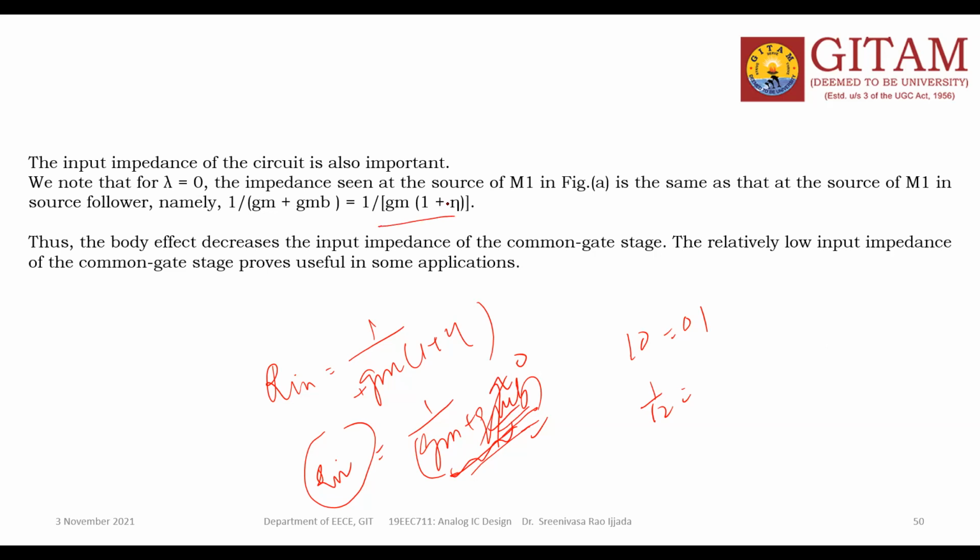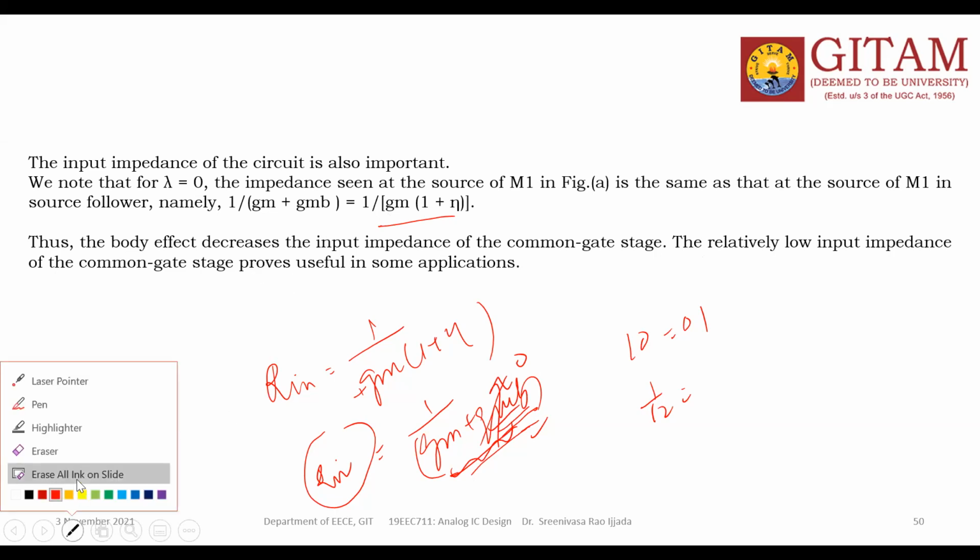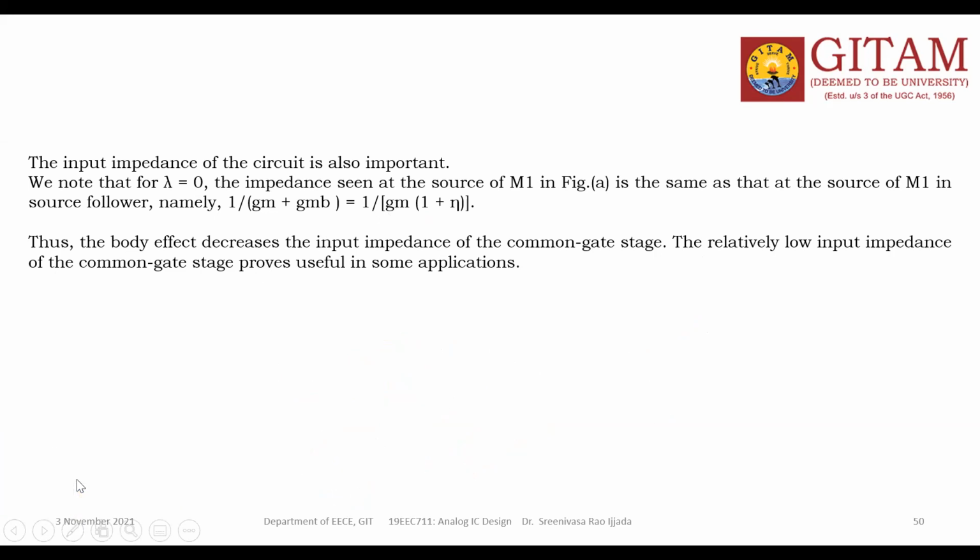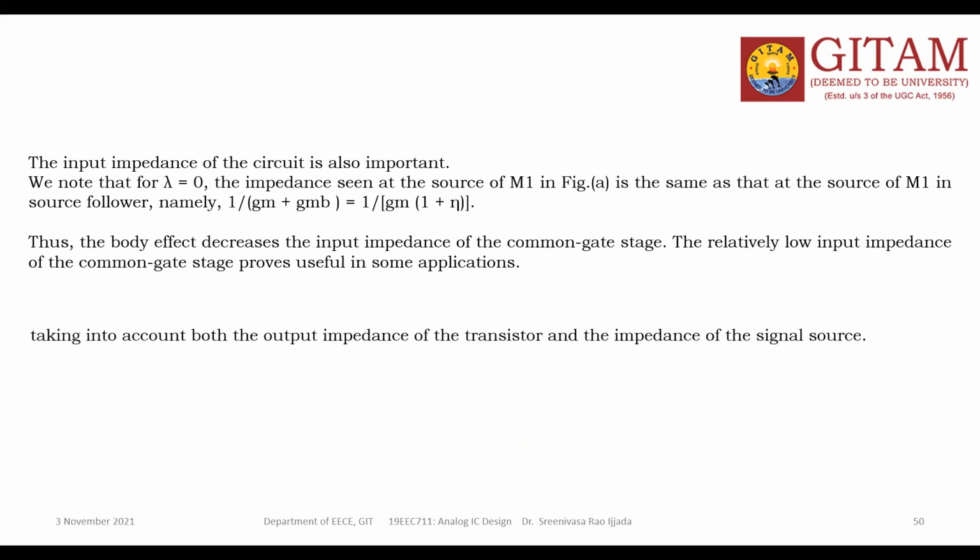But as an amplifier requirement, input impedance should be high enough. The relatively low input impedance of the common gate stage is useful in some applications. Of course, it is not bad. In some cases it is required, and wherever it is required, you can use the common gate amplifier. So now, taking into account both the input impedance of the transistor and the impedance of the signal source.